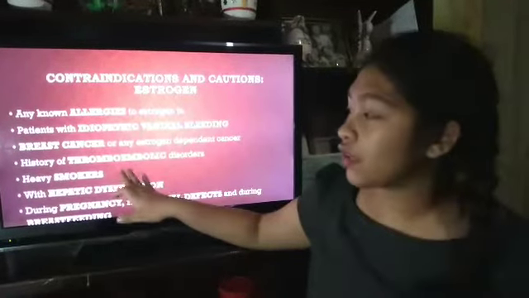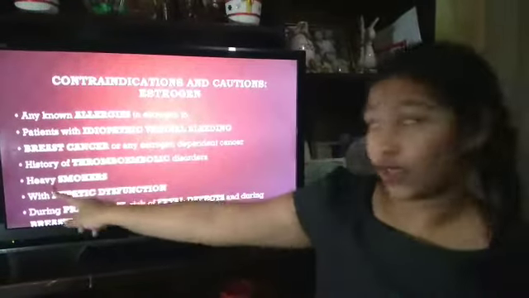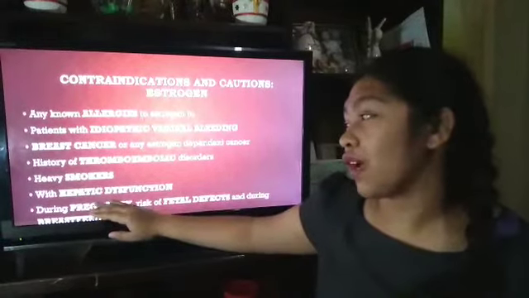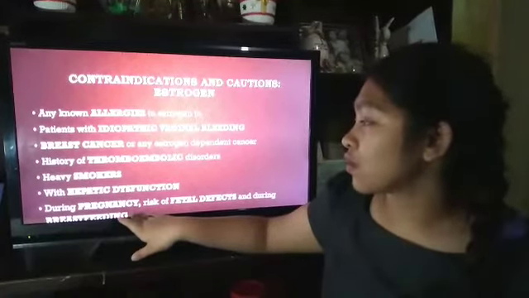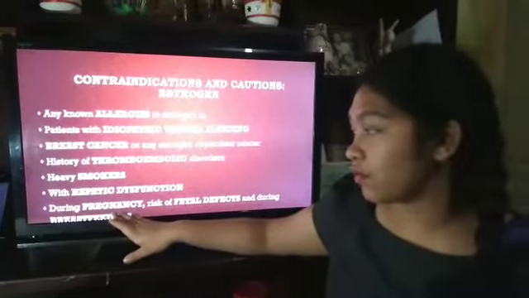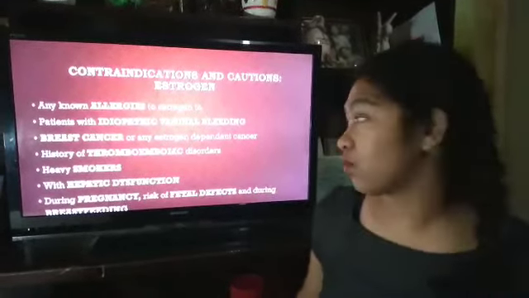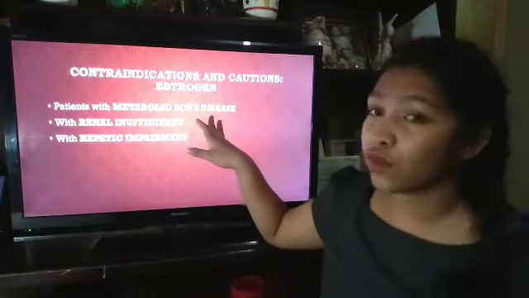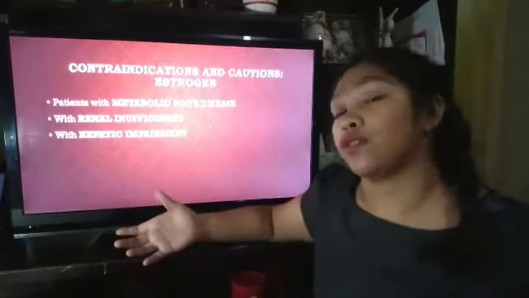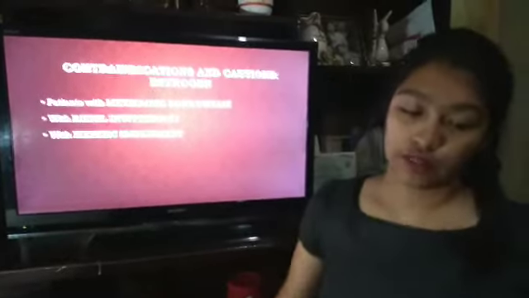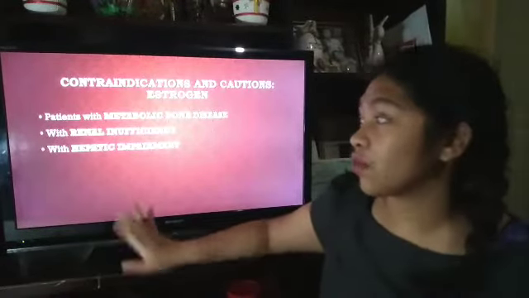It's also contraindicated for heavy smokers because heavy smokers are at high risk of thromboembolic disorders. And also patients who have hepatic dysfunction, and of course, as I said earlier, since estrogen crosses the placenta, it's contraindicated in patients who are pregnant. It has high risk for fetal defects, and also in women who are breastfeeding. Patients with metabolic bone disease, which is any of several diseases that cause various abnormalities or deformities of bone, like osteoporosis, rickets, and osteomalacia. And patients with renal insufficiency and hepatic impairment.